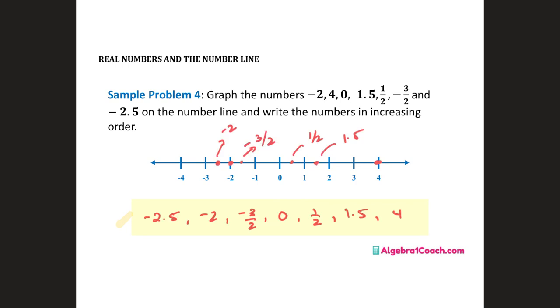Now let's take a look here that we've labeled them all. And I see here I have -2.5. Oh, I forgot the 0.5 there. -2.5, check. -2. -3/2. 0. 1/2. 1.5. And 4. So hopefully we've done these together and we match. Let's take a look at the next slide.